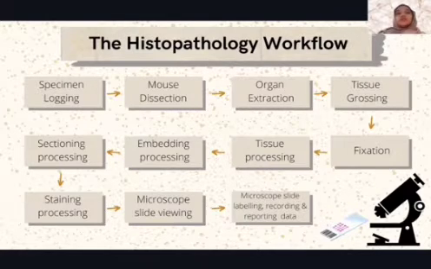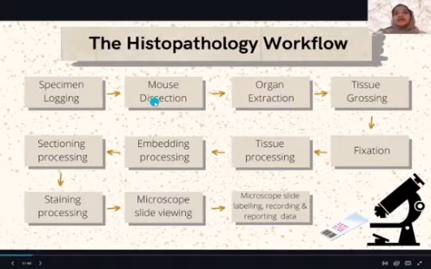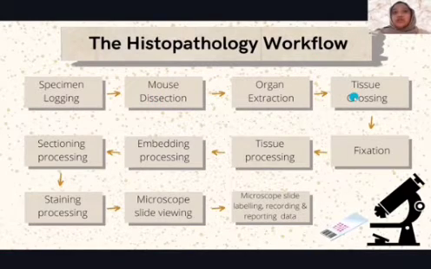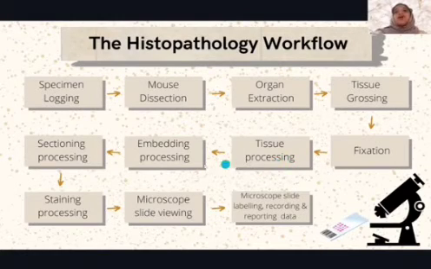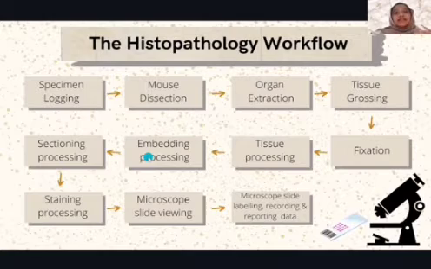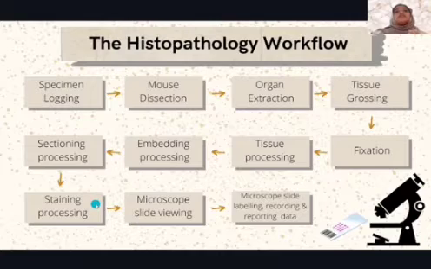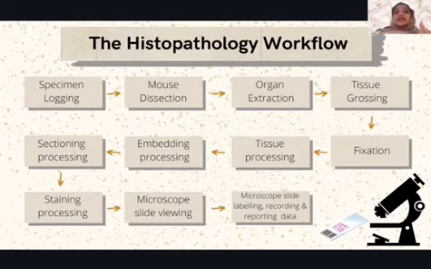The histopathology workflow starts from specimen logging, and then we have mice dissection, organ extraction, tissue grossing, and fixation. There is also tissue processing, which involves dehydration, clearing, infiltration, and impregnation. After tissue processing, there is an embedding process and a sectioning process using a microtome, fishing, and mounting technique. The staining process is also required, using H&E staining, which is hematoxylin and eosin staining, and then coverslip. Microscopic reviewing, labeling, recording data and reporting is the last essential step in the histopathology workflow.